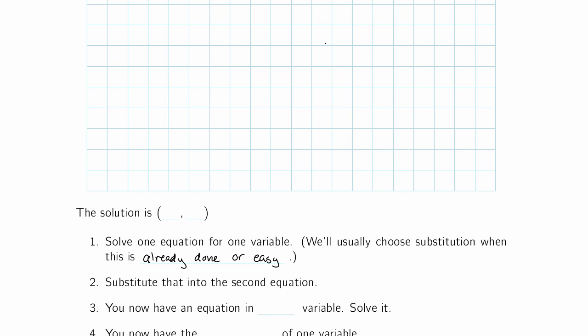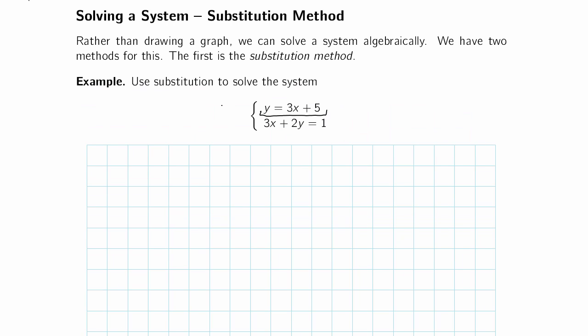Here's what we mean by that. This equation tells us that y is equal to this expression. We're going to take the second equation, but everywhere we see a y, we're going to replace it by this expression, 3x plus 5. So I left 3x alone because that doesn't have a y in it. In 2y, I replaced the y by 3x plus 5. And then I left 1 alone because it doesn't have a y in it.